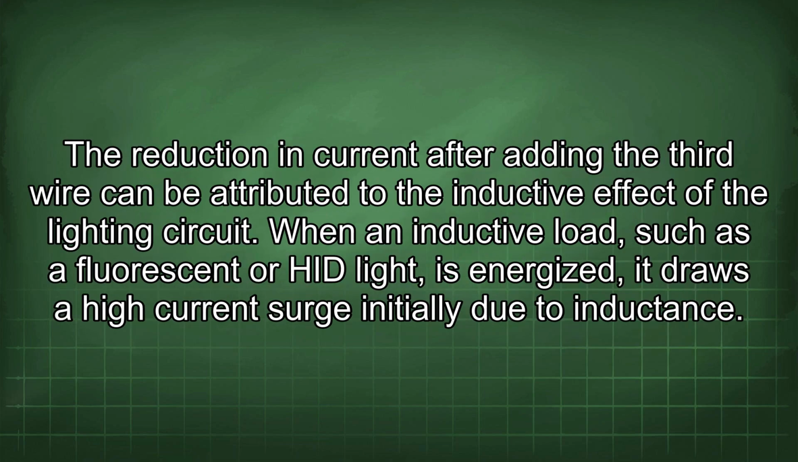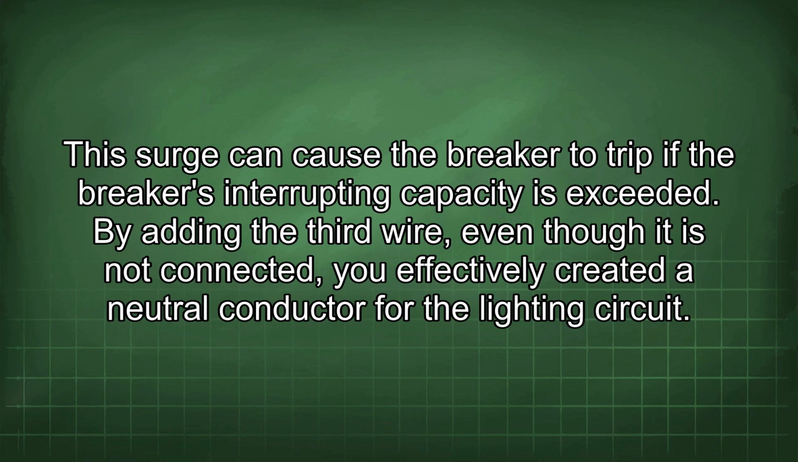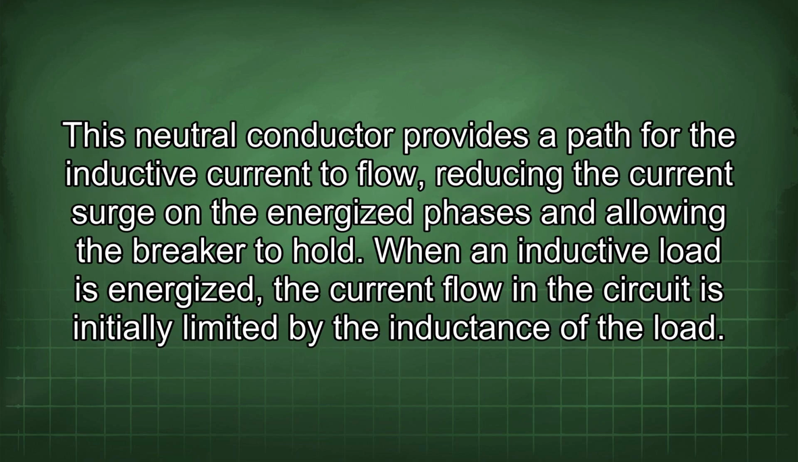The reduction in current after adding the third wire can be attributed to the inductive effect of the lighting circuit. When an inductive load, such as a fluorescent or HID light, is energized, it draws a high current surge initially due to inductance. This surge can cause the breaker to trip if the breaker's interrupting capacity is exceeded. By adding the third wire, even though it is not connected, you effectively created a neutral conductor for the lighting circuit. This neutral conductor provides a path for the inductive current to flow, reducing the current surge on the energized phases and allowing the breaker to hold.